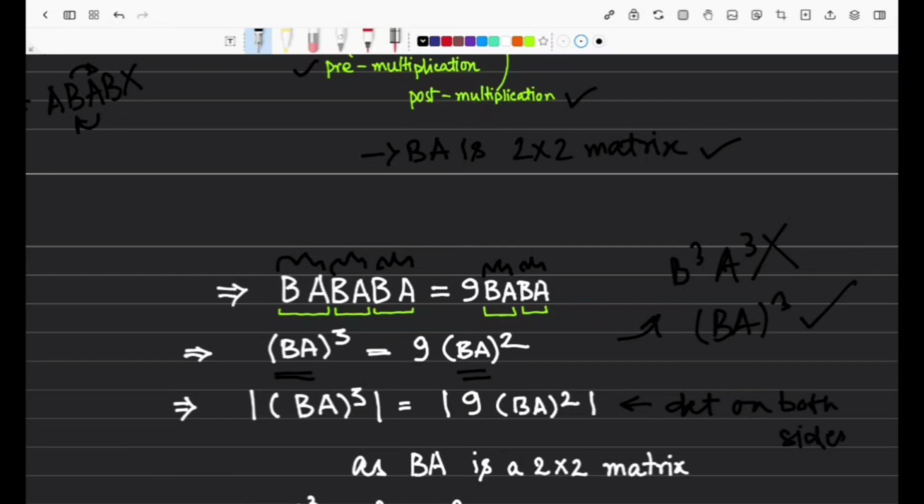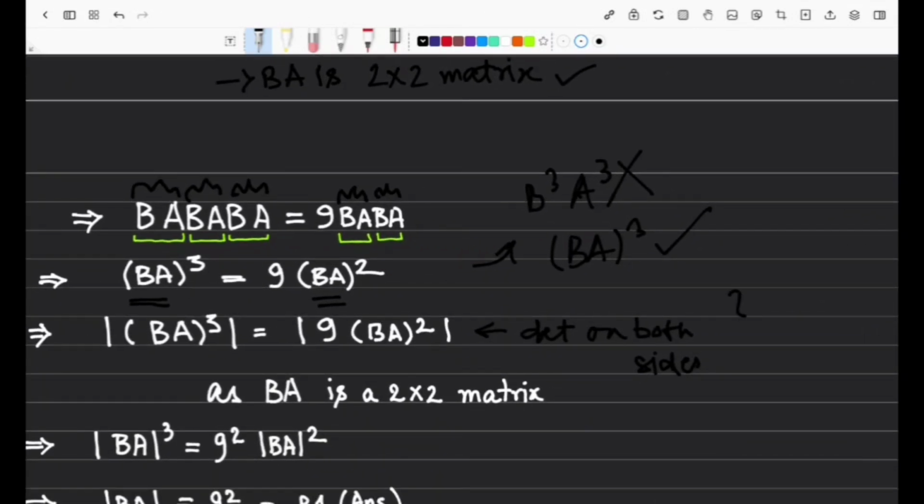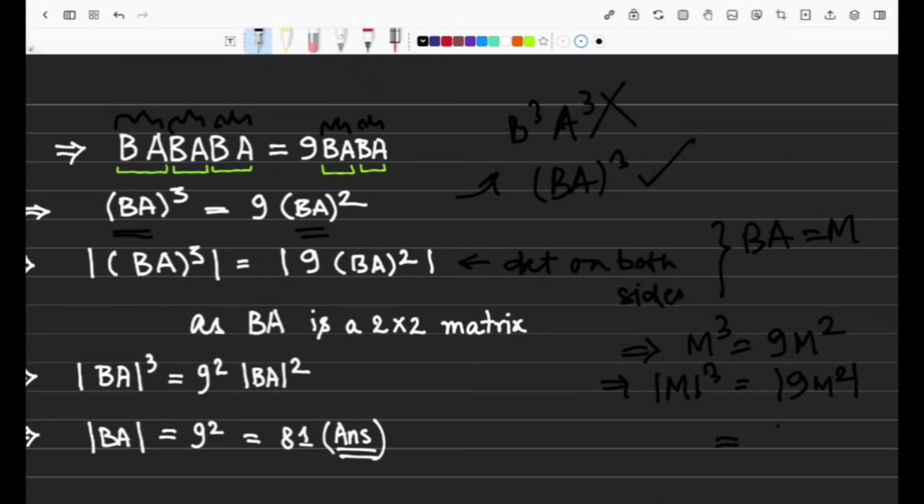After that, let us assume for simplicity that the matrix BA is equal to some M, right? We assume it. Now what happens is, you can replace this as M cubed equal to 9M squared, right? Now when you take the determinant, you will end up like this, that is determinant of 9M squared. So now M is a 2 cross 2 matrix.